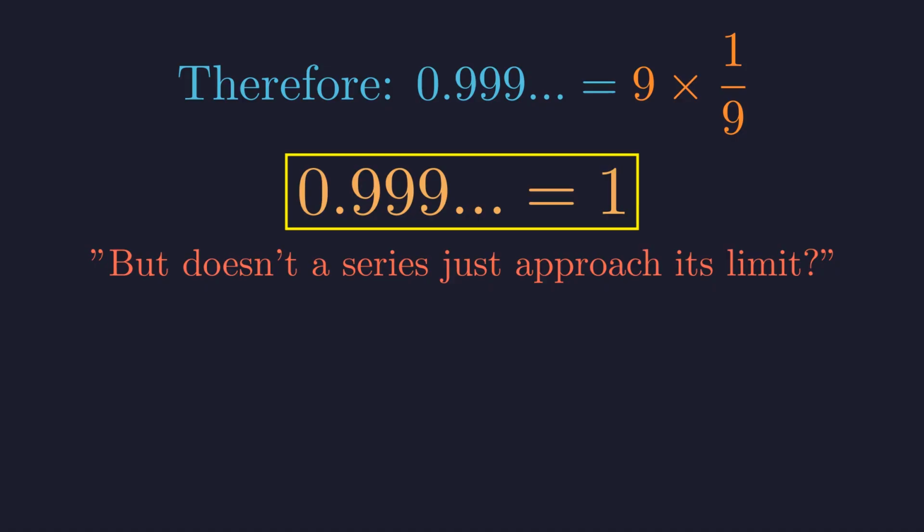You might wonder, but doesn't a geometric series just approach its limit? This touches on a fundamental point. When we write the sum of an infinite series, we're defining it to be the limit of its partial sums. The equality isn't approximate. It's the precise definition of what the infinite sum means.